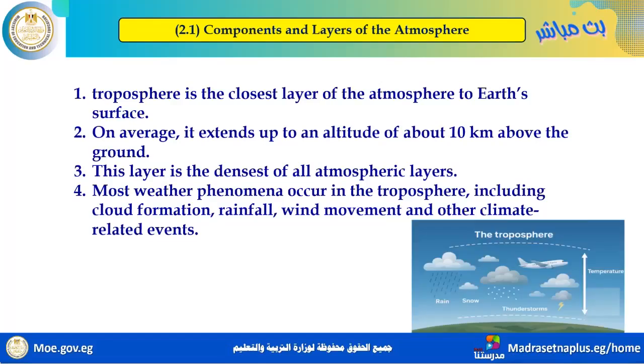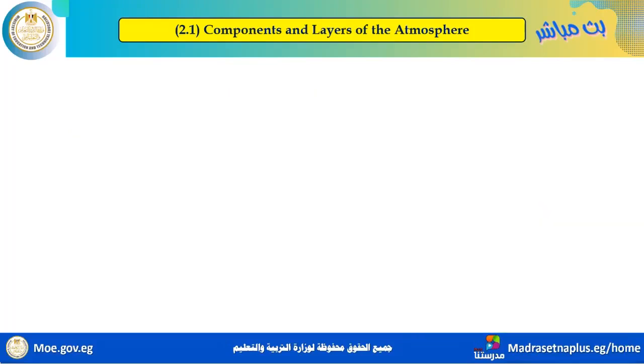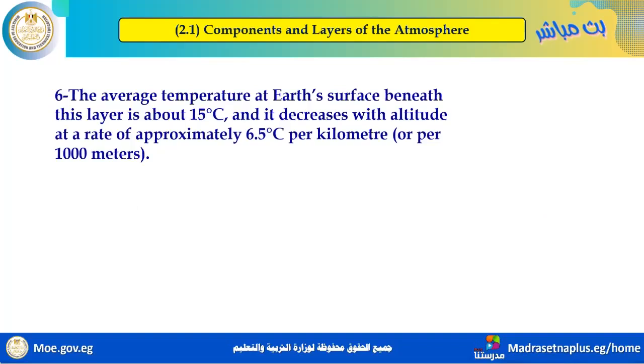This is the photo for the troposphere. The disturbed layer, you remember it? Rain, snow, temperature, high temperature, low temperature, thunderstorms, everything is in this layer. Next, the average temperature at the Earth's surface, the base of the layer, is about 15 degrees Celsius, but it is not a constant.